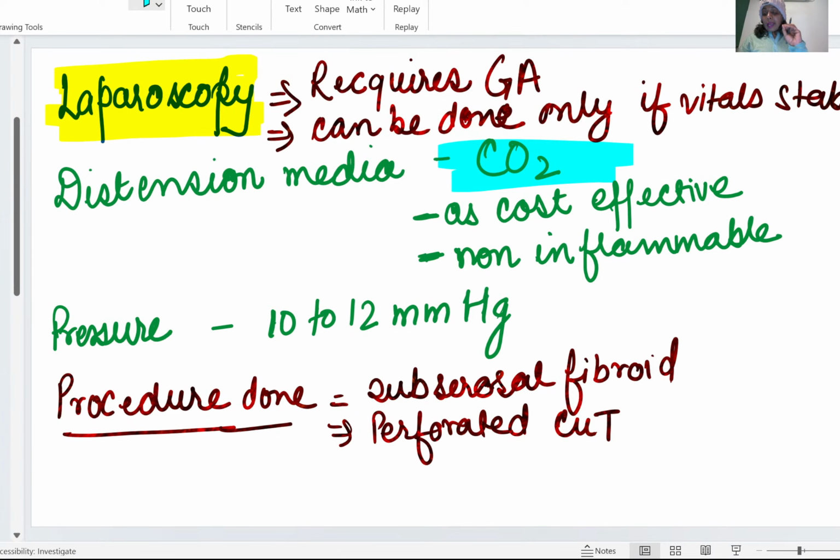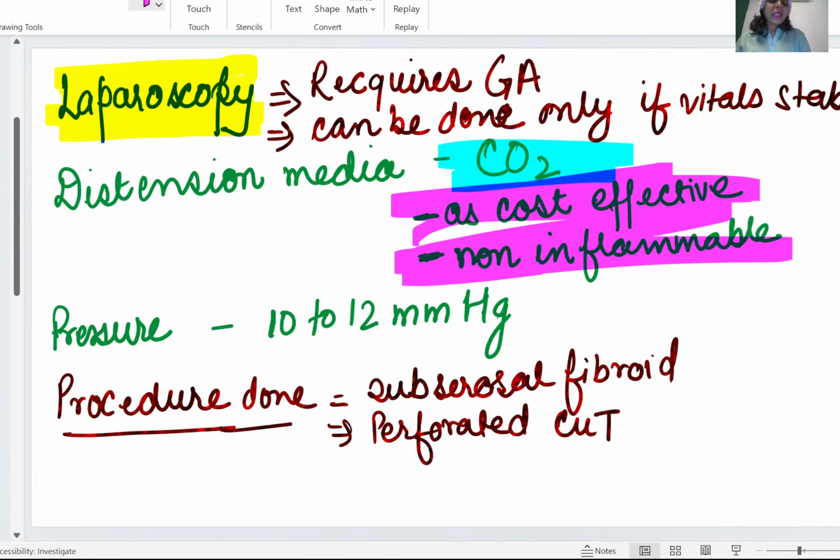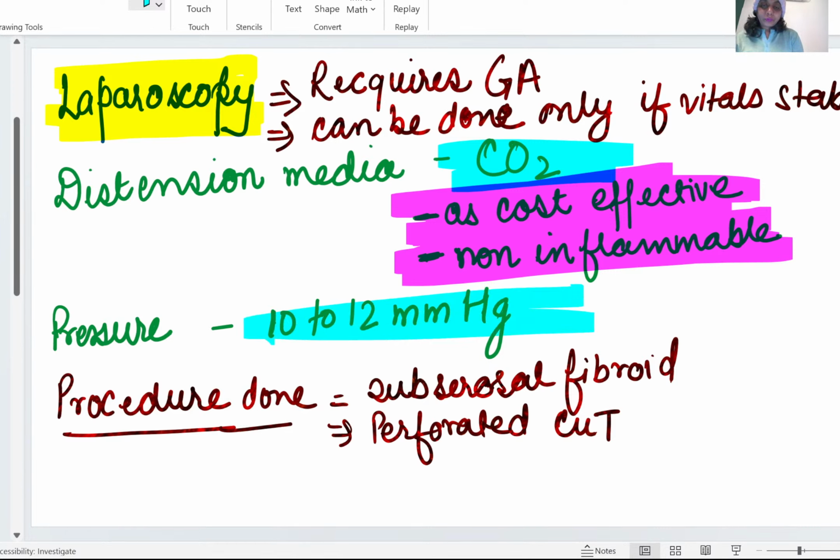Because carbon dioxide is, first answer, cost effective, and it is non-inflammable, so it does not produce any accidents. And what is the pressure? Again an FMG question. This gas was not asked, but the pressure was asked. In laparoscopy, the pressure is 10 to 12 mmHg. Okay, is it clear?